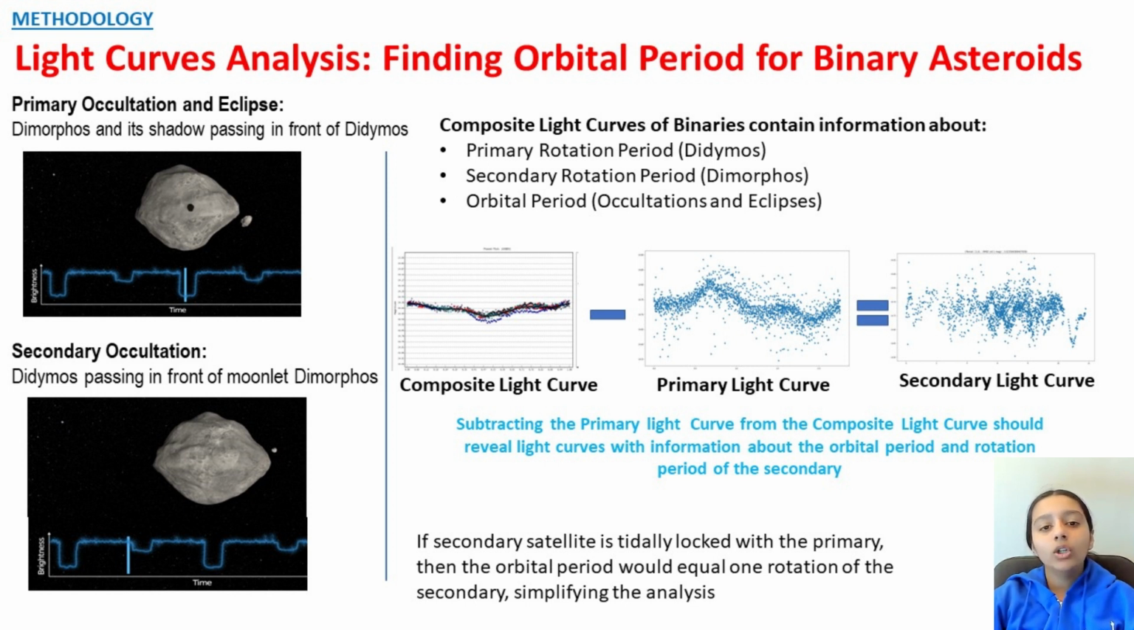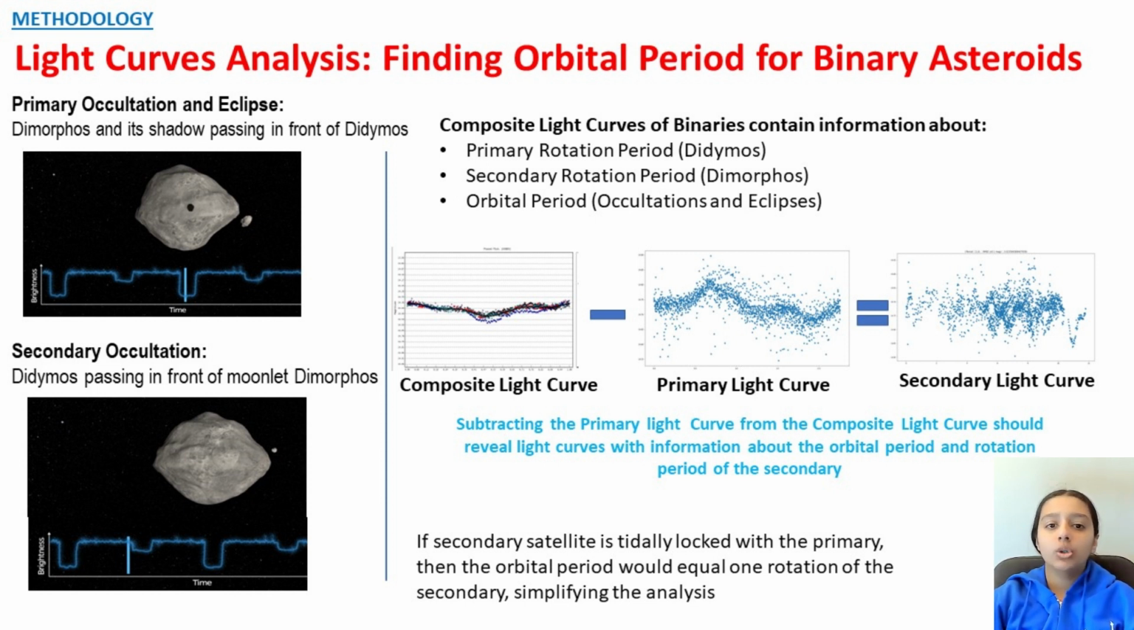In this case, it also contained information about the rotational period of the secondary, so Dimorphos, as well as its orbital period. This meant that if, from the original composite light curve, I subtracted the rotational period, I would be left with the rotational period of the secondary, as well as the orbital period.